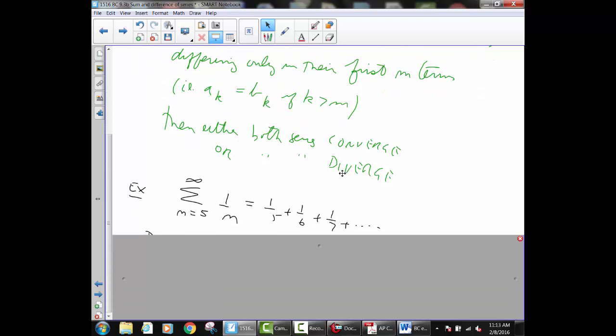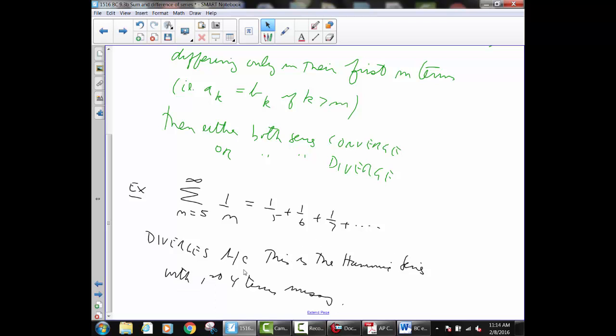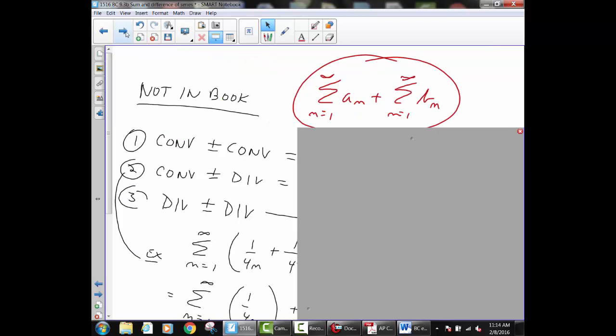So here's an example. Summation n goes from 5 to infinity of 1 over n is 1/5 plus 1/6 plus 1/7. This is not called the harmonic series because the harmonic series would have to start at 1. But it just differs from it by the first 4 terms. It only has the first 4 terms missing. So the idea is, since the harmonic series diverges and this series is the harmonic series with the first 4 terms missing, this series will also diverge.